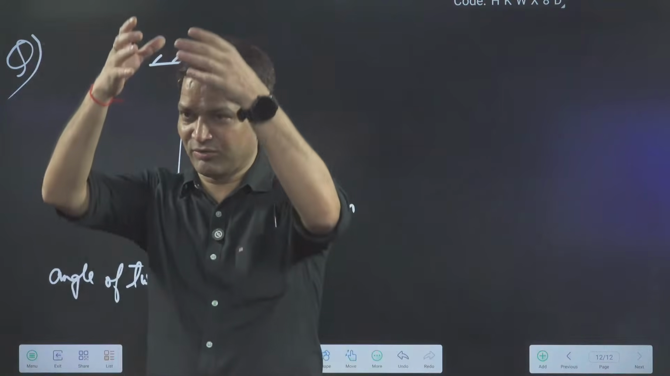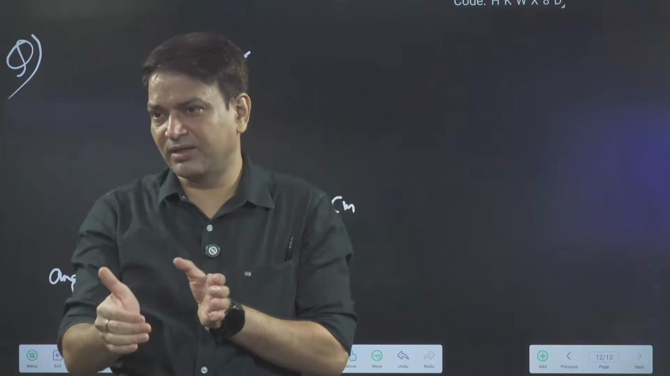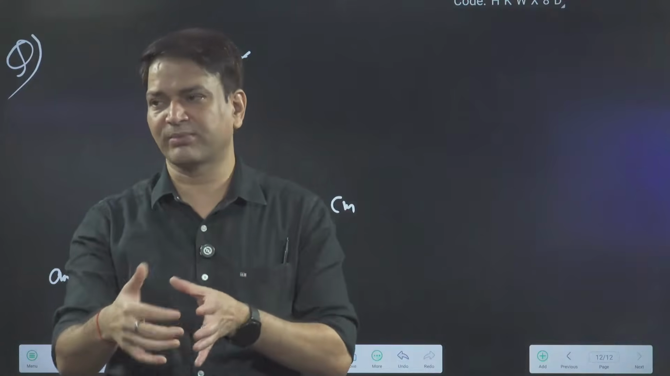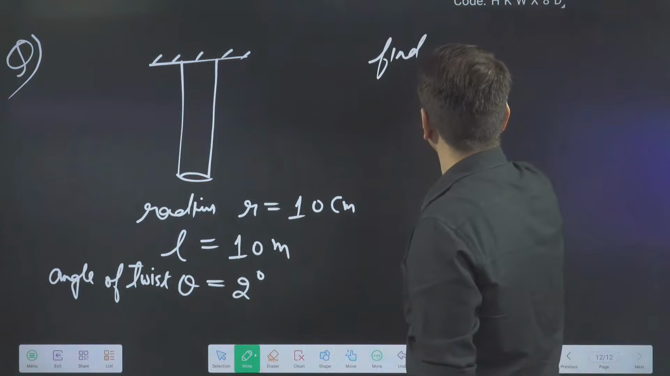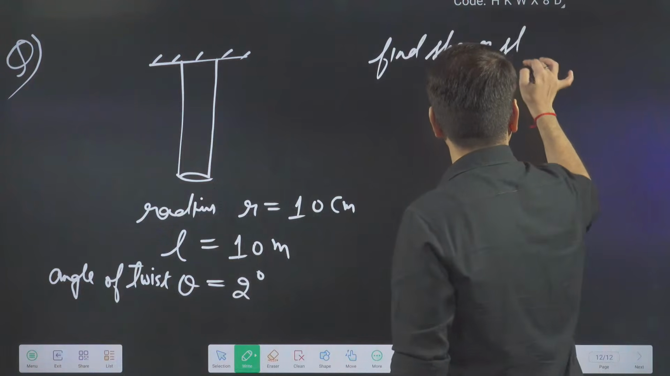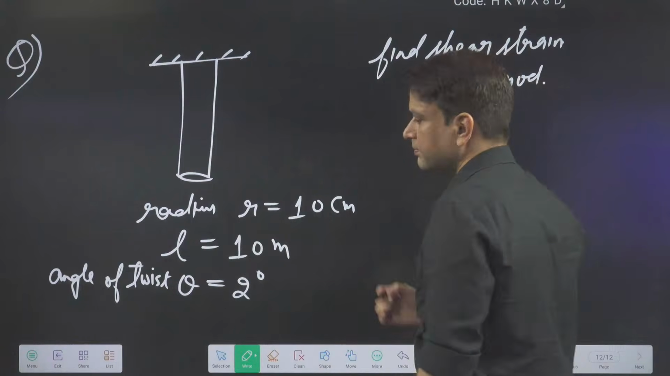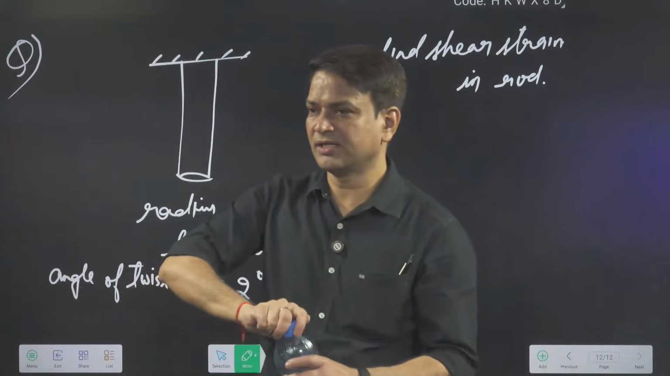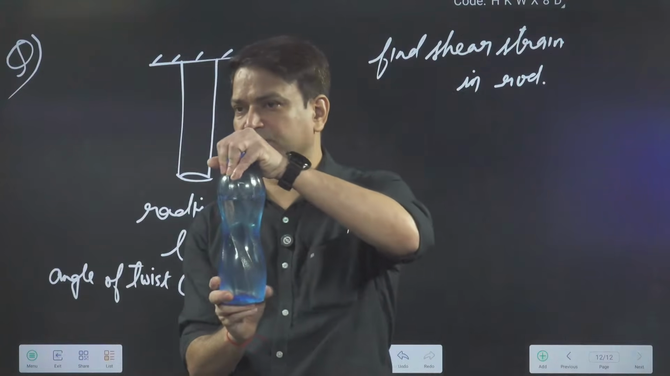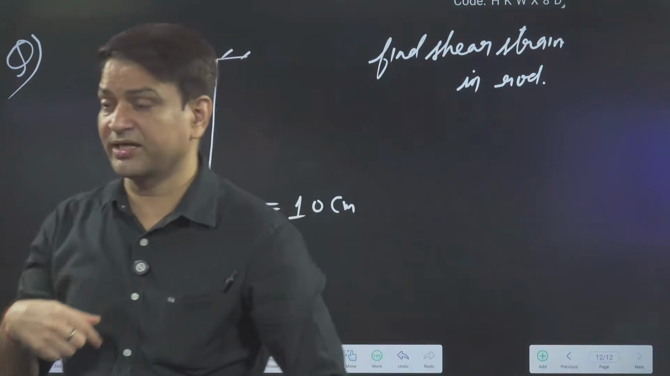So here we have one cylinder that I fixed on the roof. The other end is free. At that end, we are twisting it by some angle. At the bottom I am twisting by some angle. I am asking, what is the shear strain? Find the shear strain. Everybody got it? Just like this bottle, I fix it at the top, and this bottom I am twisting by some angle. So why will shear strain be there?